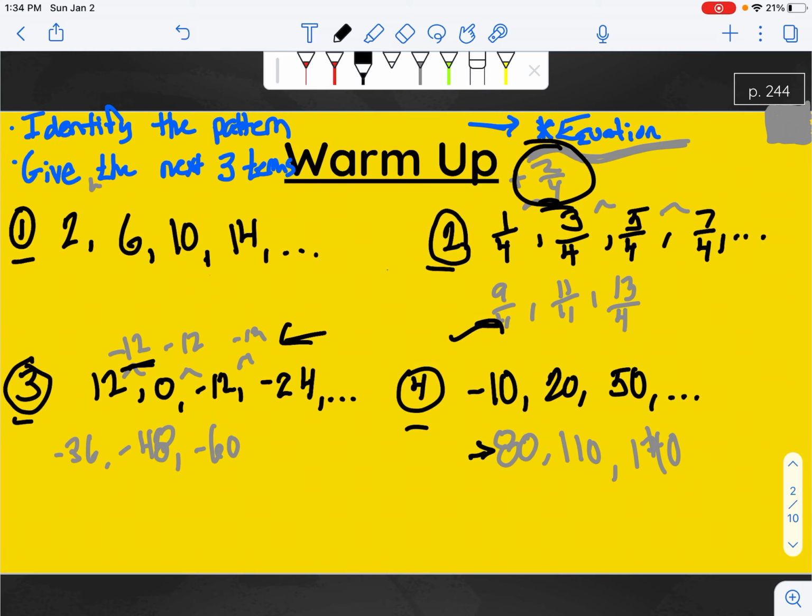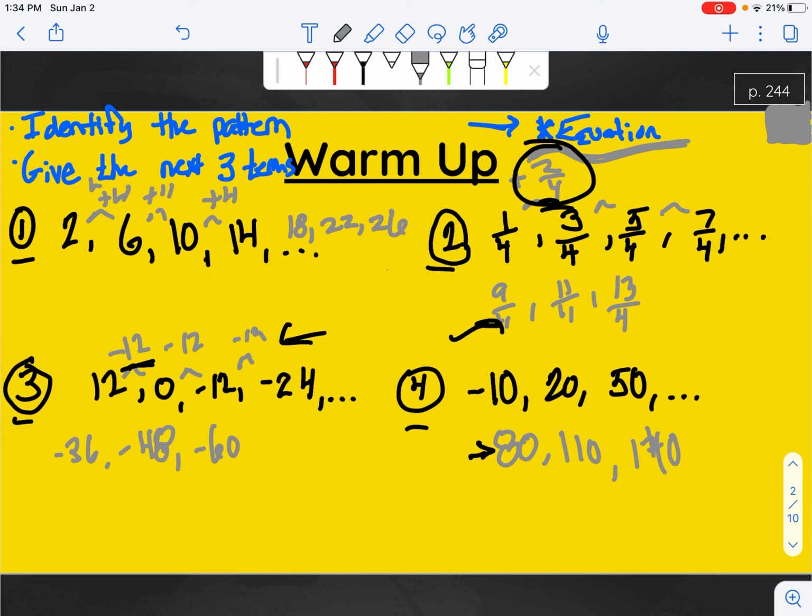What I had everybody do was first identify the pattern. If we just look at this first one, we go from 4 to 6, so that's plus 4, plus 4. We're adding 4 every time. So first we identified the pattern. Then I said give the next 3 terms in this pattern. So here if we add 4, we'd have 18, 22, and then 26. So the next 3 terms.